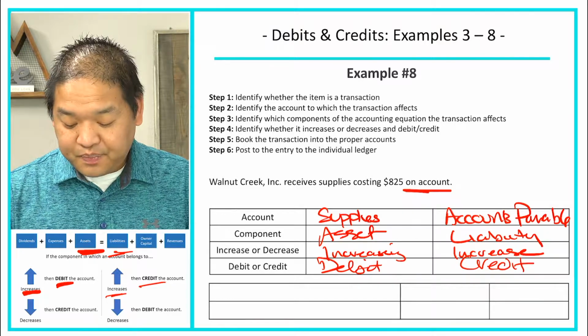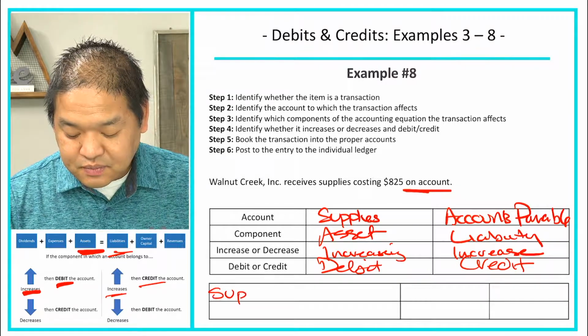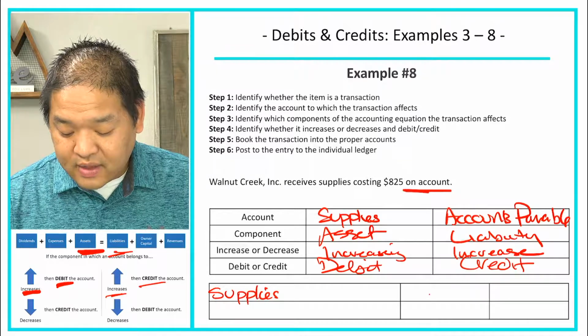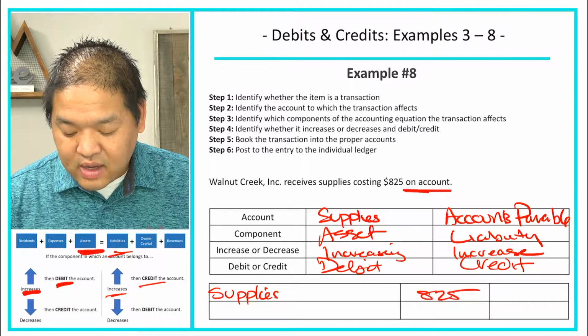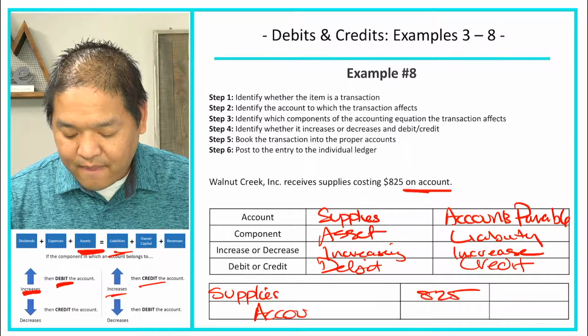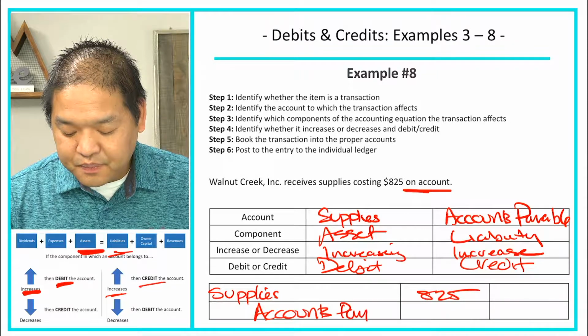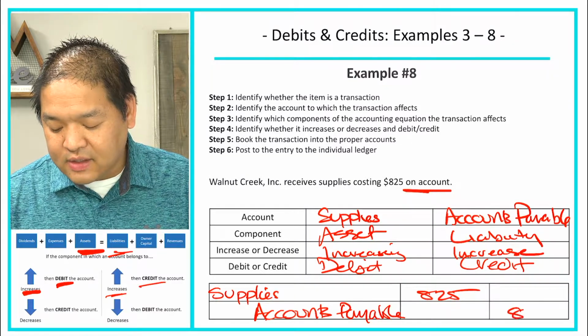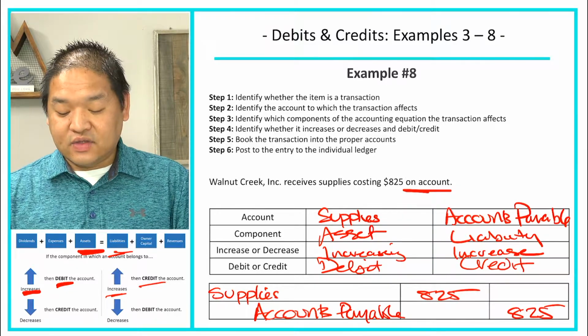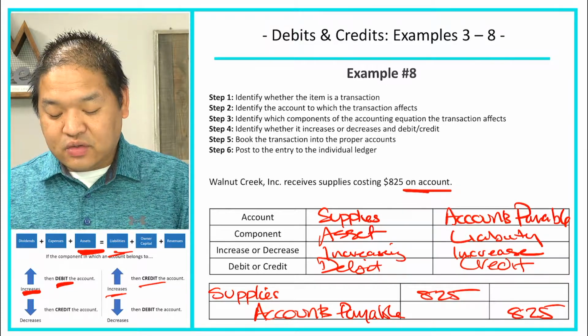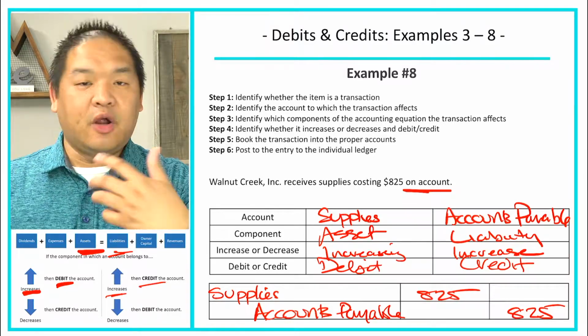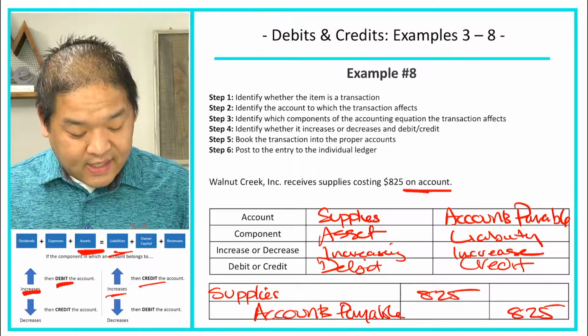So we'll debit supplies for $825, and we'll credit accounts payable for $825. So that's what it looks like there for that journal entry where we receive supplies, but we don't pay it in cash, we pay it on accounts.